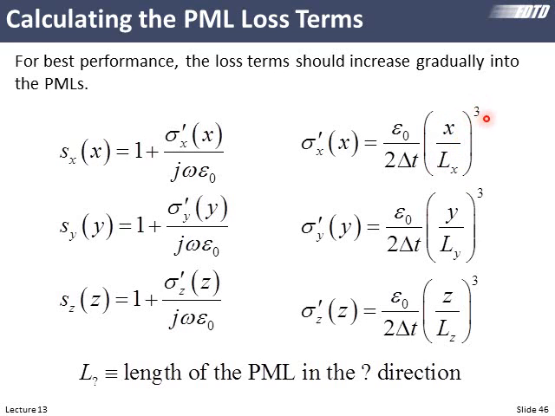We raise it to the third power, and that gives it a curved type of profile. And then we multiply it by our free space permittivity divided by 2 times the time steps. So this is really the maximum conductivity value that will taper out to. So our conductivity will go from 0 to this value over the length of the PML. So that's just for the X PML. We also have a Y and a Z. So this is just one recipe that works for tapering that conductivity.